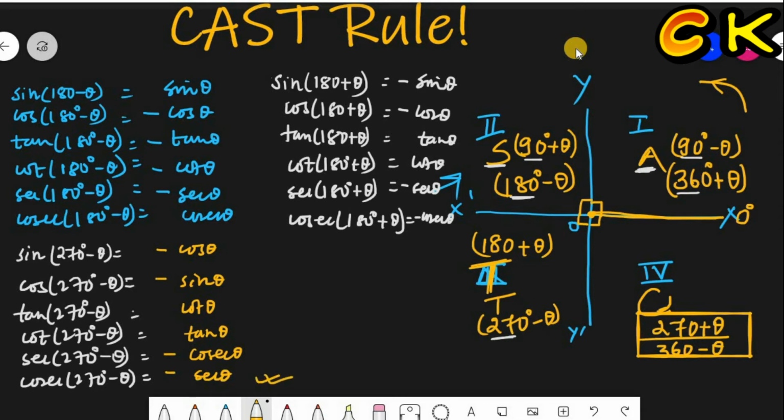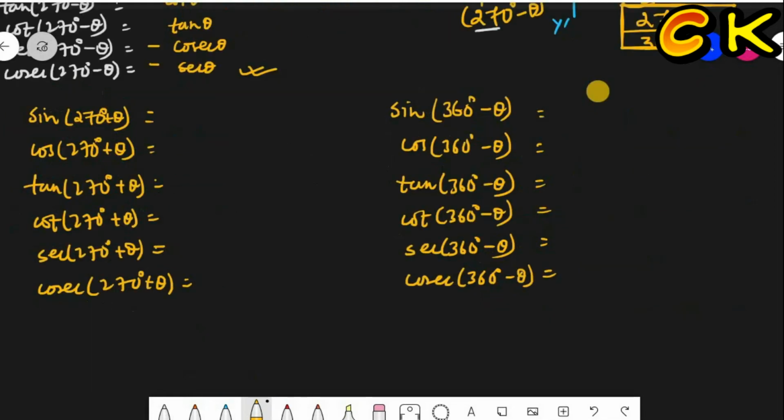If you understand this concept, then your remembering will be easy. Now let's see the formula for 270 degree plus theta. As you know, 270 degree means odd multiple, so sine will change to cos, cos will change to sine, tan will change to cot, cot will change to tan, sec will change to cosec, and cosec will change to sec. Now this is in the fourth quadrant, so in the fourth quadrant cos and sec only are positive, so the remaining will be negative.